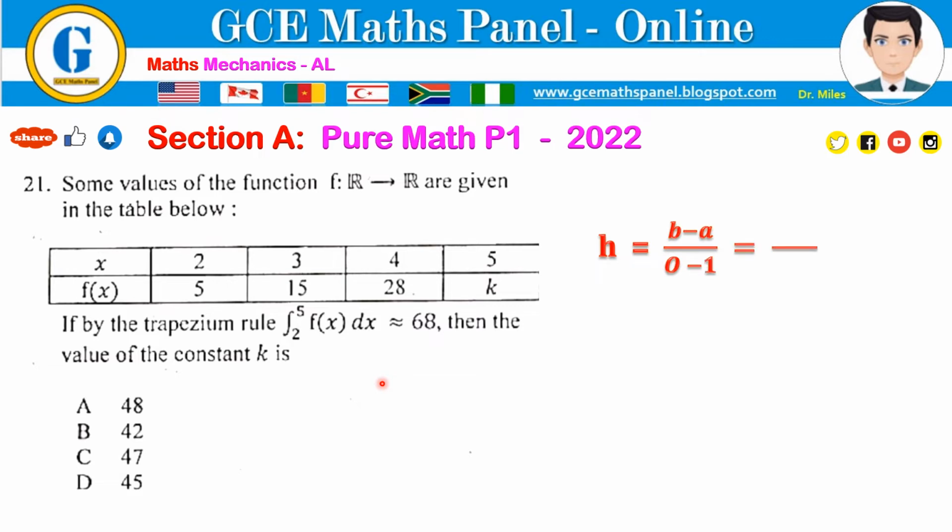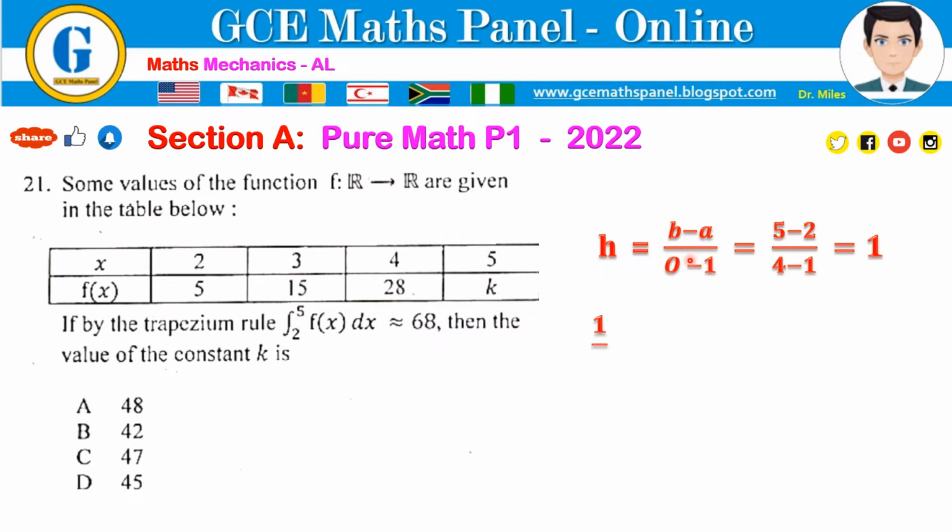First of all, for the trapezium rule, you need to find the value of h. And h is given by the upper limit minus lower limit, divided by the number of ordinates minus 1. Okay? So the upper limit is 5, the lower limit is 2. The number of ordinates is 1, 2, 3, 4. So the number of ordinates minus 1 will give us 4 minus 1. So our h is equal to 1.